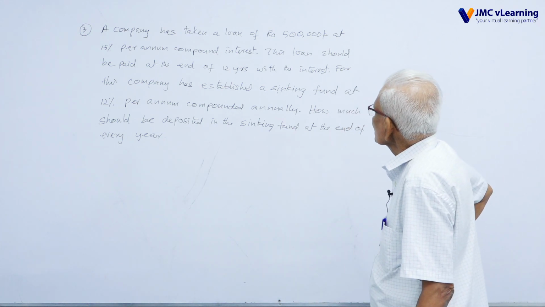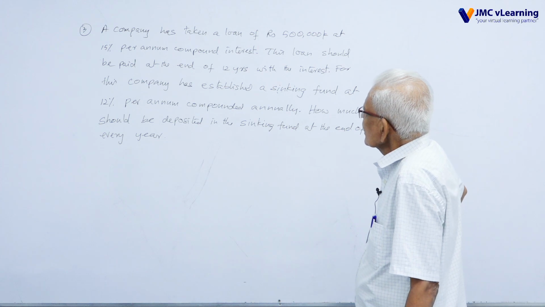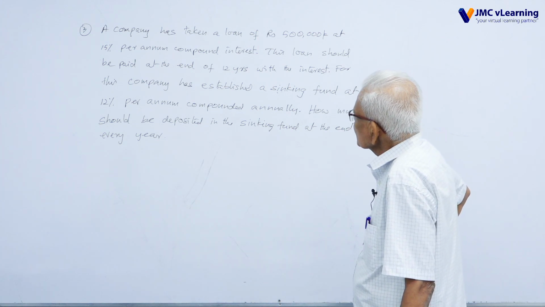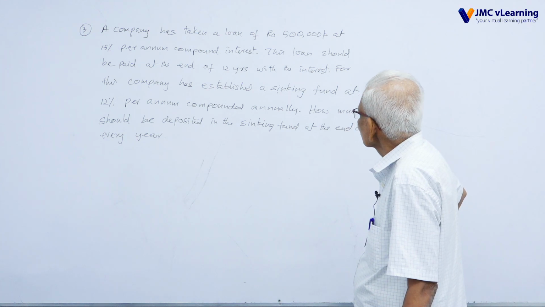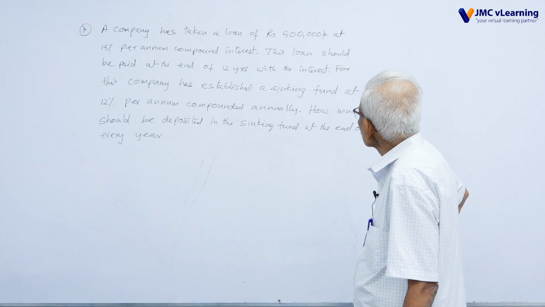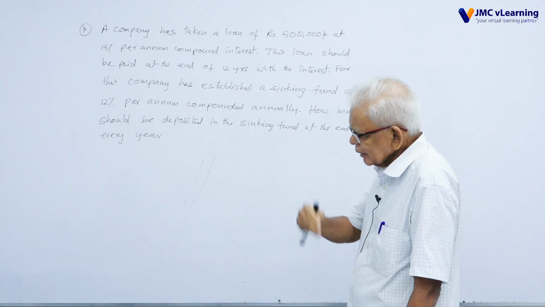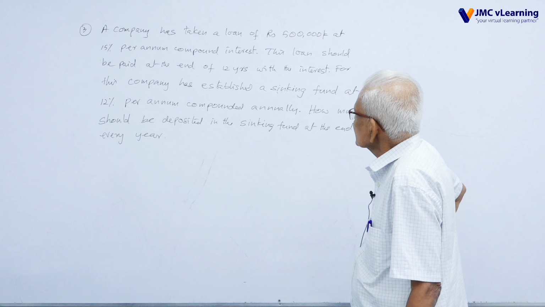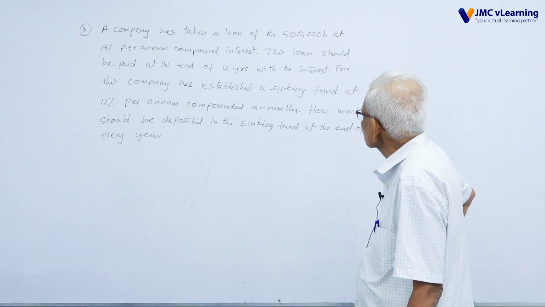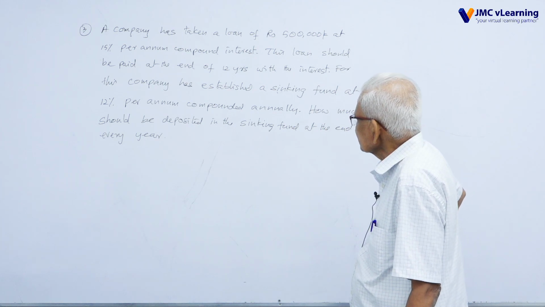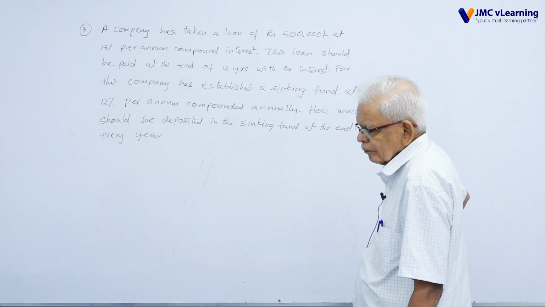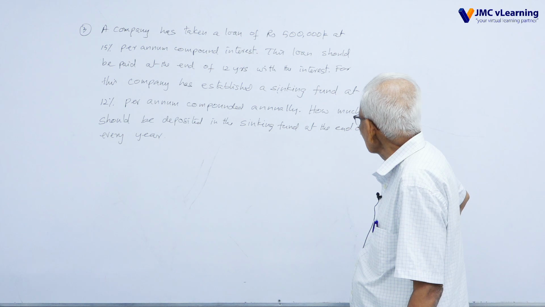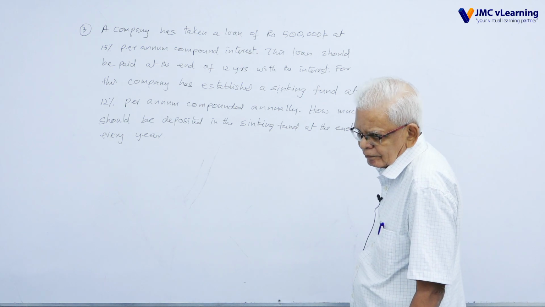A company has taken a loan of rupees 500,000 at 15% per annum compound interest. This loan should be paid at the end of 12 years with the interest, right? No installment, nothing. After 12 years, you have to pay the full amount. For this, the company has established a sinking fund at 12% per annum compounded annually. How much should be deposited in the sinking fund at the end of every year?